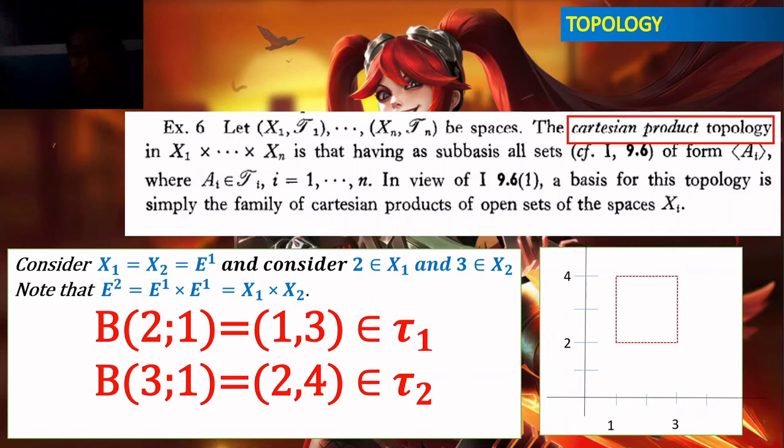So from 1 to 3 here, and then 2 to 4 here on the y part. And then it forms a square. Okay, so 1 to 3, straight from 1, straight to 3. And then 2 to 4 is the interval here on X2. This is our X1 axis. So it forms a square.